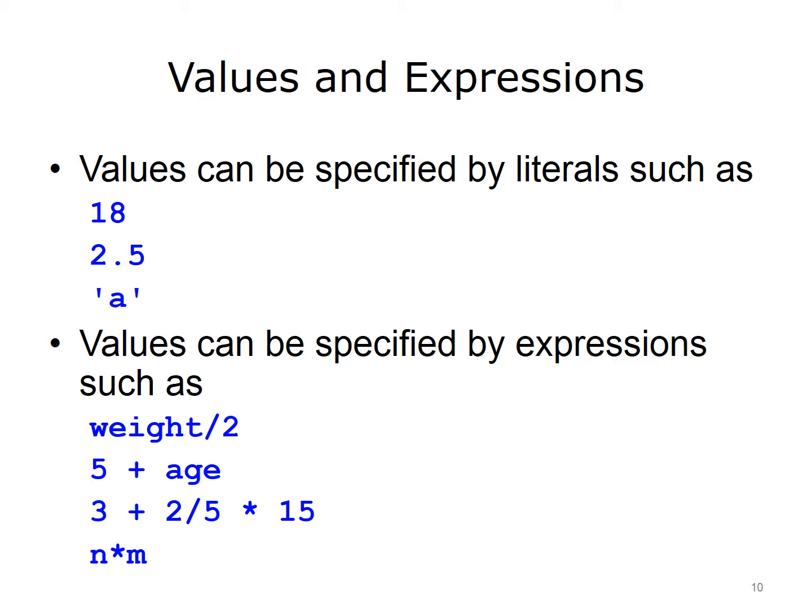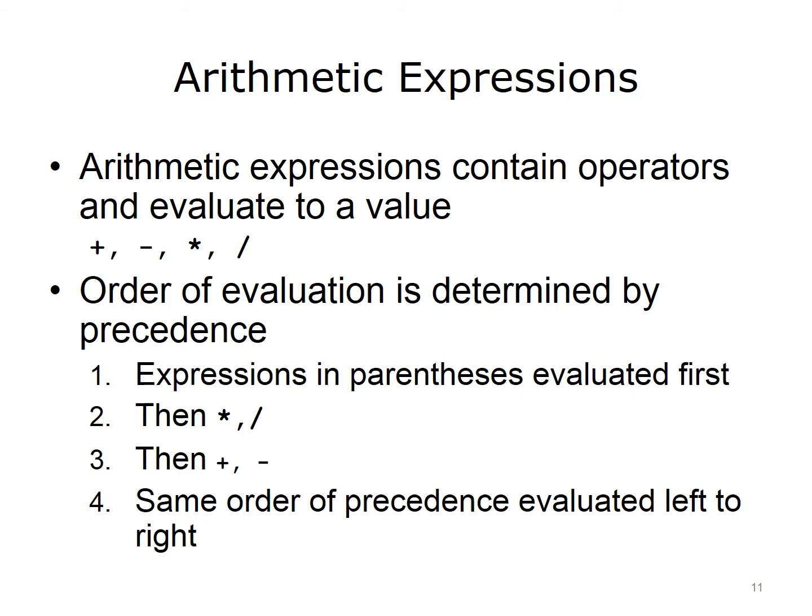The value of the variable weight divided by 2 is an expression, as is 5 plus the value of the variable age. An expression can be made up of all literals, such as 3 plus 2 divided by 5 multiplied by 15. Or it can be made up of all variables, such as the values of the variables n and m multiplied together. Arithmetic expressions are combinations of arithmetic operators, literals, and variables that evaluate to a value.